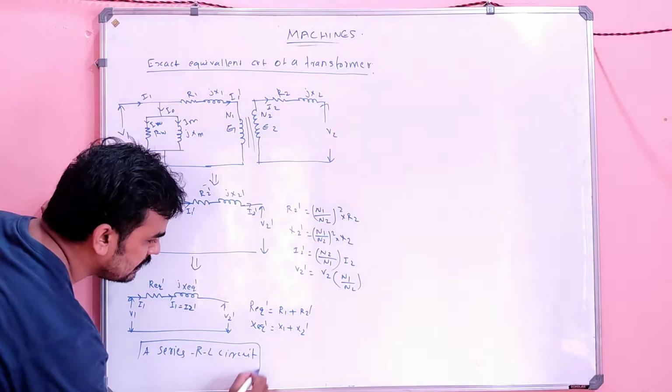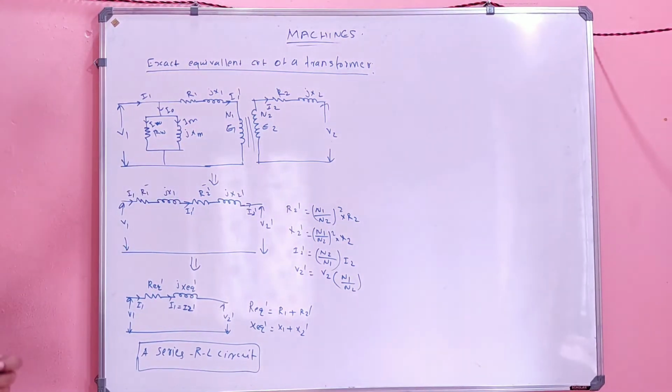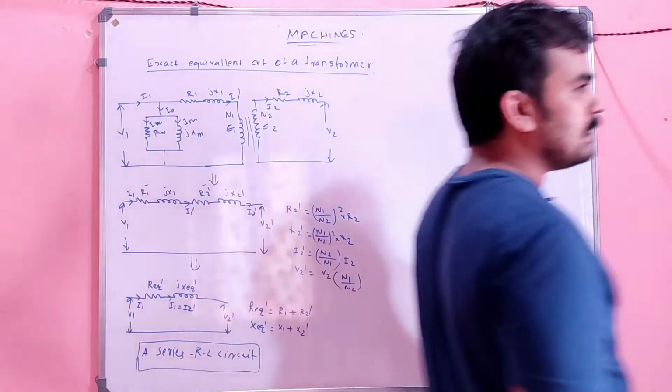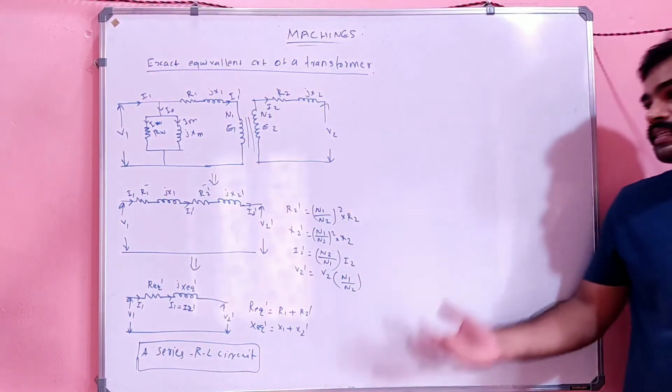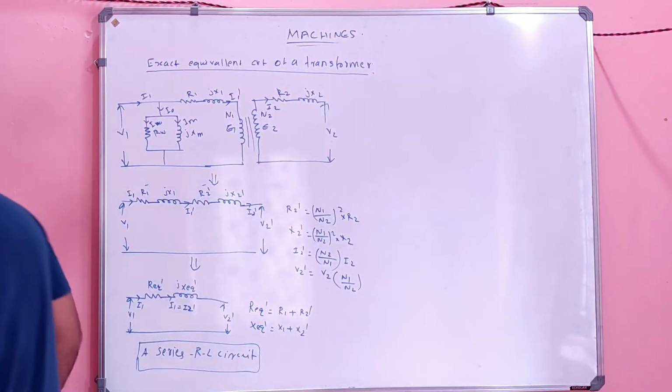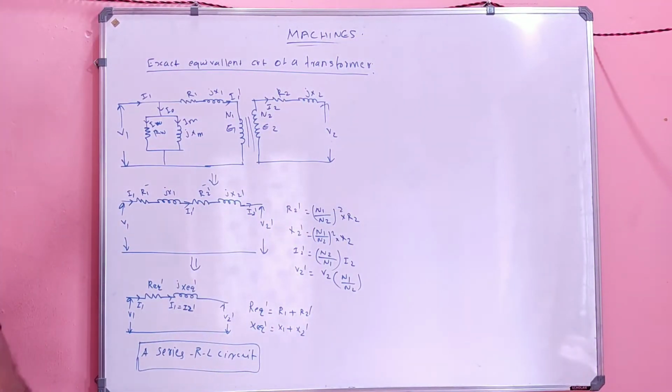So transformer is essentially what? Essentially it is a series RL circuit. Transformer is essentially a series RL circuit. Is it clear, my dears? Okay.